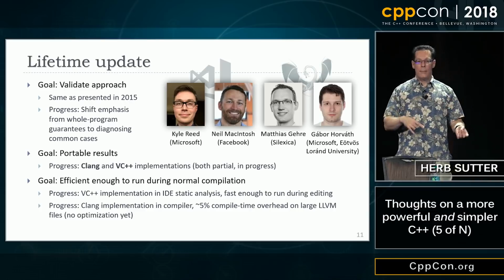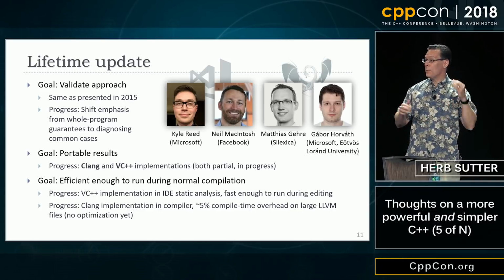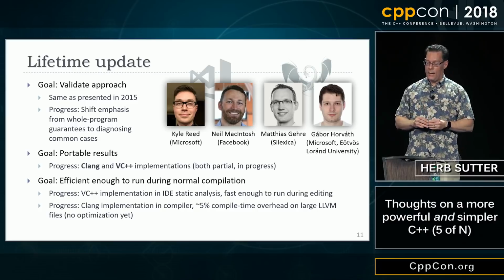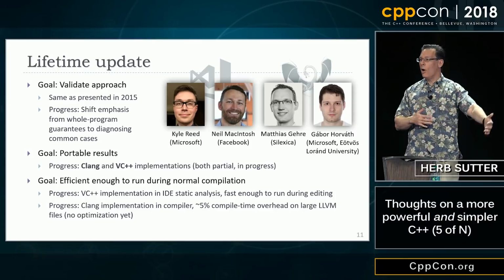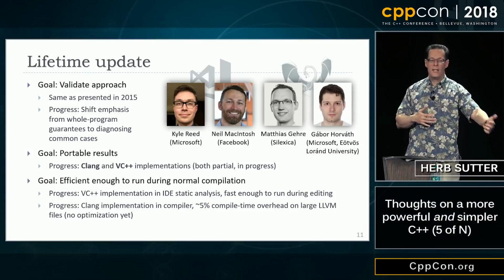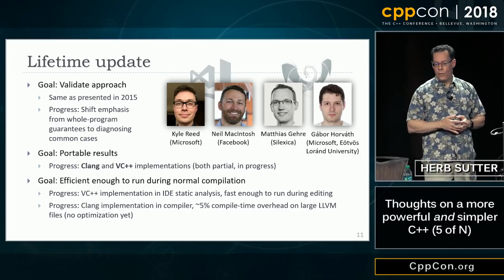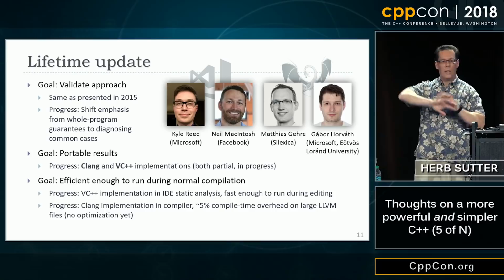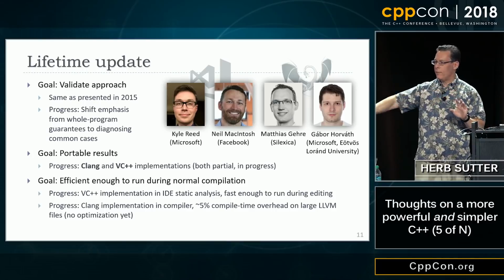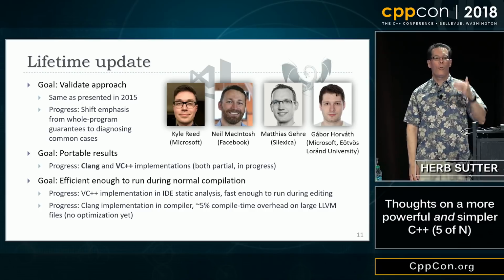And then the Clang implementation is totally unoptimized because these folks have been working on getting the features in. Totally unoptimized, but currently when building reasonably large LLVM translation units, it's about 5% compilation overhead. So these are rules which we can be confident are efficient enough because they run locally. There's no whole program analysis. There's no data flow analysis, only control flow analysis that we can run regularly.